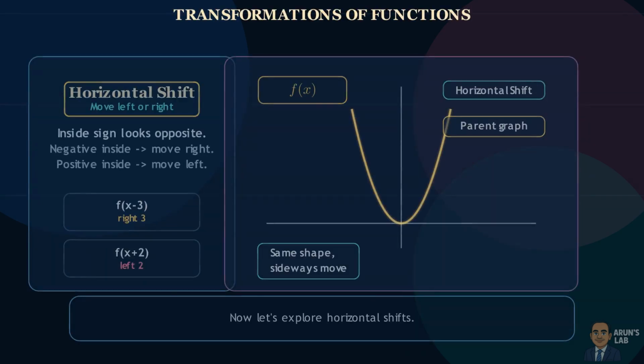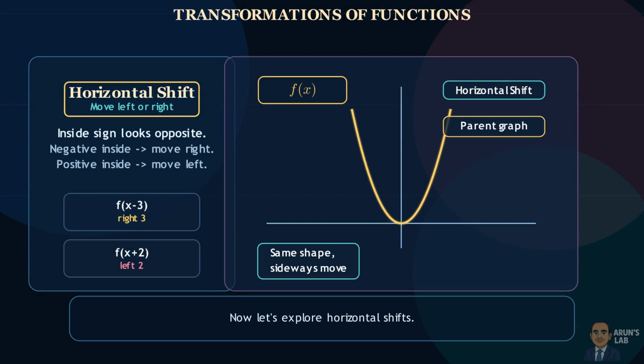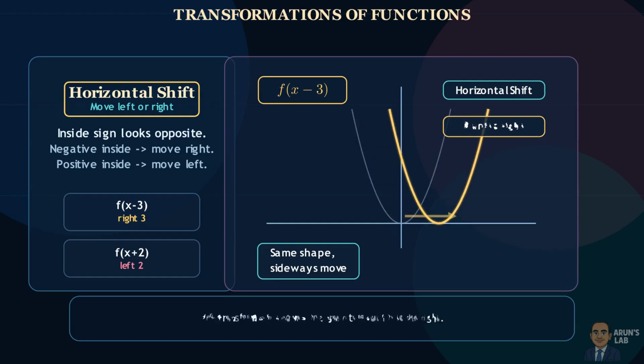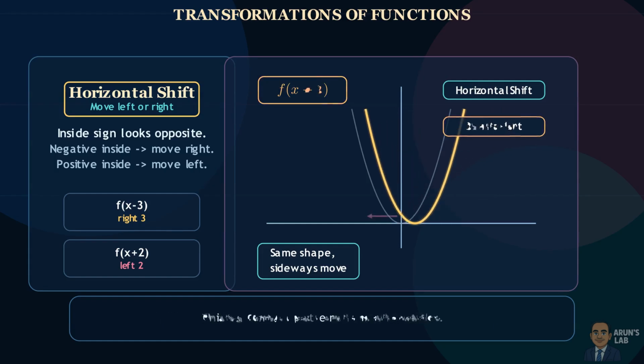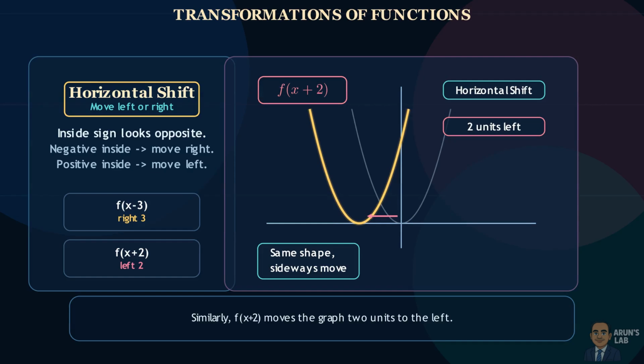Now let's explore horizontal shift. Consider the function f of x minus 3. Here, we subtract 3 from every input x. This transformation moves the graph 3 units to the right. Even though the number is negative inside the parenthesis, the graph moves to the right. This is a common pattern in mathematics. Similarly, f of x plus 2 moves the graph 2 units to the left. So, horizontal shifts move the graph sideways along the x-axis.